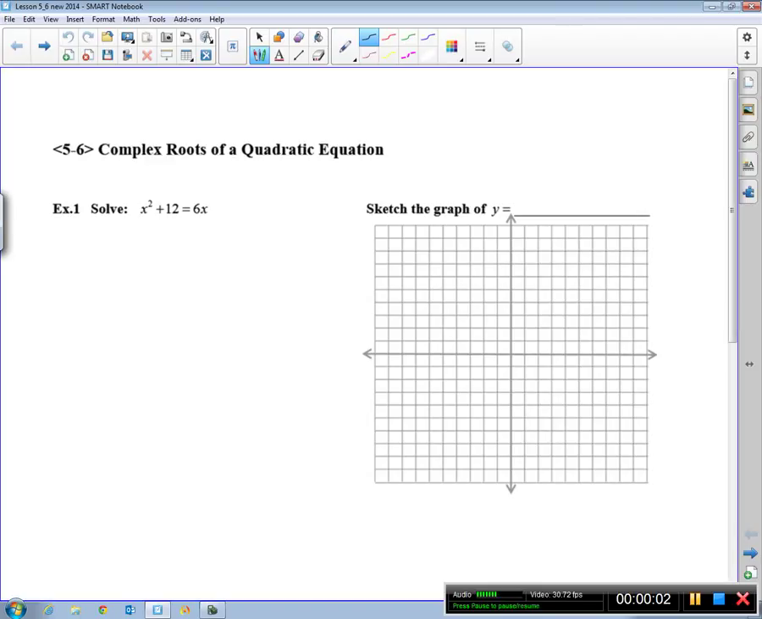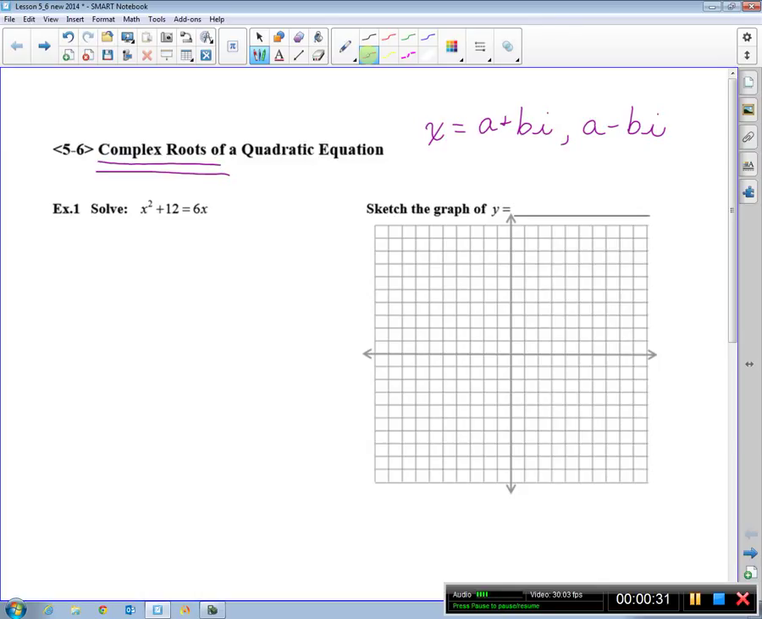We're going to solve some quadratic equations today. And today, if these are set up well, we should get complex roots. So that means that the solutions to our quadratic equations should come in the form a plus bi and a minus bi, complex numbers. So let's get started.